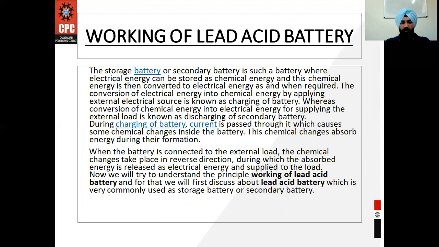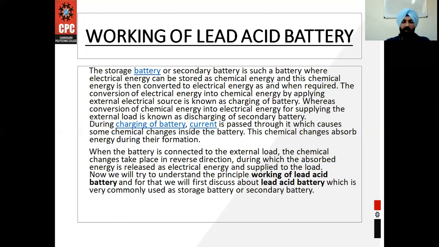The conversion of electrical energy into chemical energy by applying an external electrical source is known as charging of a battery, whereas the conversion of chemical energy into electrical energy for supplying the external load is known as discharging of a secondary battery.